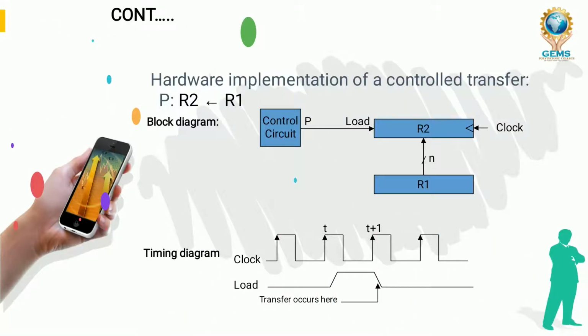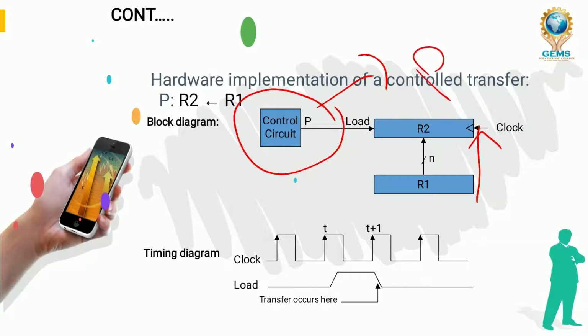Look here. Hardware implementation of controlled transfer. What is the control? When P is 1, then data will go R1 to R2. So data is moving like this, from bottom to up. When the conditional control circuit is there, what is the control circuit? The condition P should be equal to 1. Then this R1 data will go to R2. This is about conditional transfer.